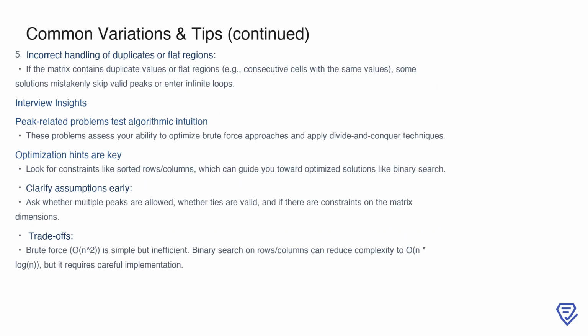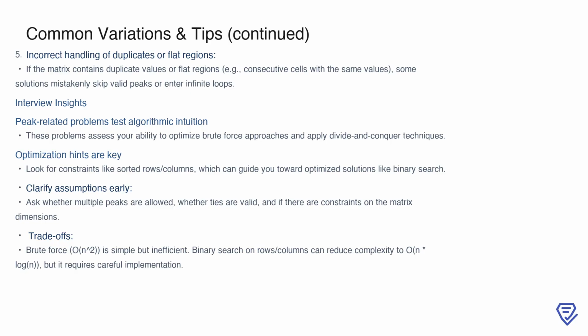Now, let's address another common issue: how to handle duplicates or flat regions within the matrix. When two or more adjacent cells have the same value, some solutions either skip valid peaks or enter infinite loops due to improper handling of these scenarios. To avoid this, ensure your code can correctly identify peaks in such regions.